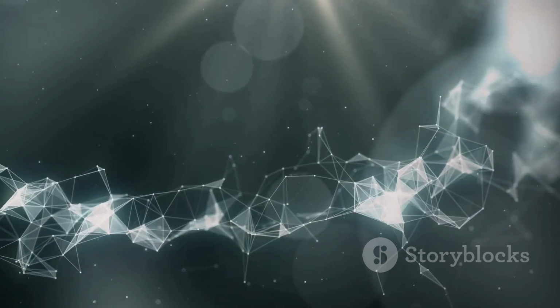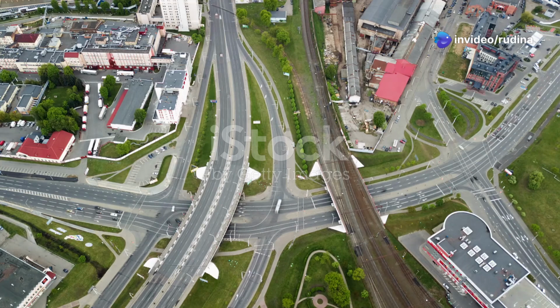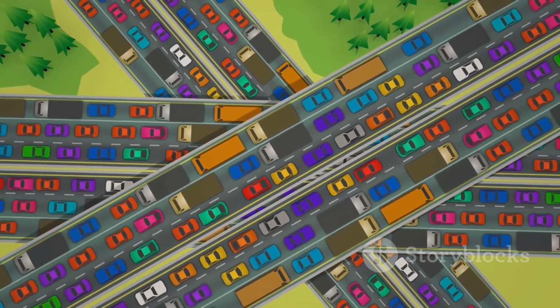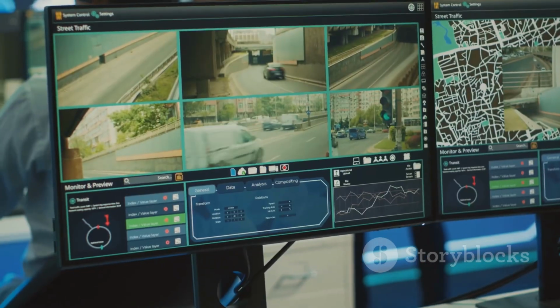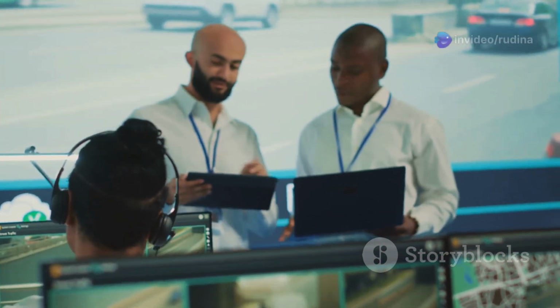Flow networks find applications in a surprising variety of domains. Consider a transportation network where cities are nodes and roads are edges. The capacity of each road represents its traffic flow limit. Flow networks can help us optimize traffic flow, minimize congestion, and plan efficient routes.